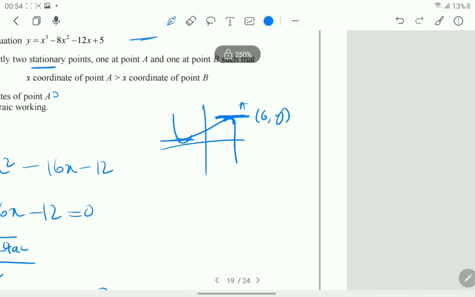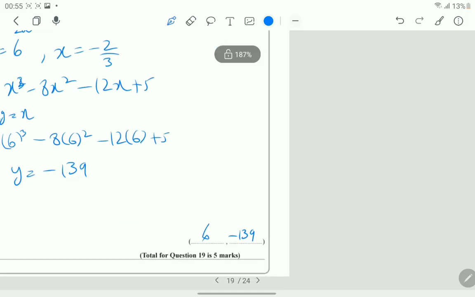So my graph wasn't really accurate, because if it would be, well, this is not obviously the point of the question, but I'm trying to give you an understanding of how this works. So it is probably turning somewhere down there, and it's minus 139 and 6. So yeah, you get the point.